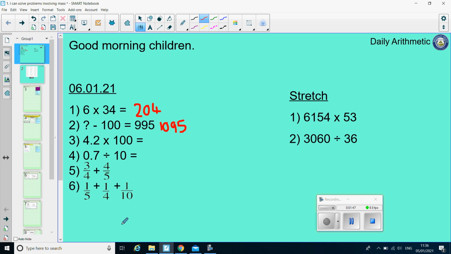Okay, question 3, 4.2 times by 100. Hopefully you've remembered that to times a number by 100 you need to move the digits 2 places. And remember, you're moving the digits 2 places because 100 has 2 zeros. So if I take 4.2 and I move each of those digits 2 places, my 4 at the moment is in my ones column. If I move it 1 place, it ends up in my tens column. If I move it 2 places, it ends up in my hundreds column. My 2 ends up in my tens column, and then I need a placeholder 0 in my ones column. So the answer is 420.